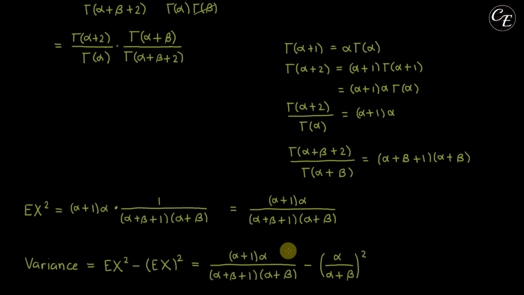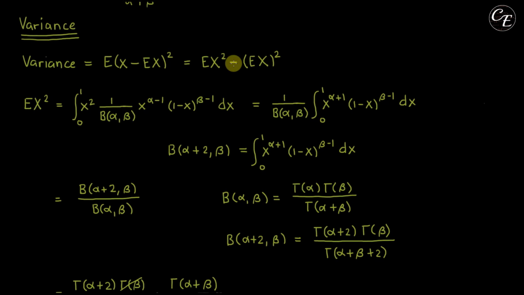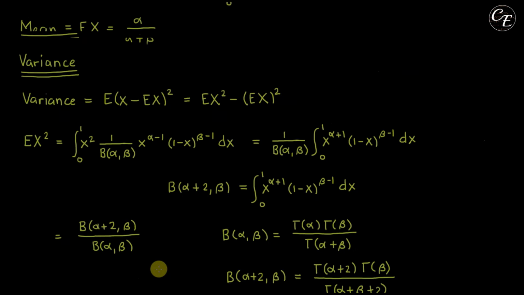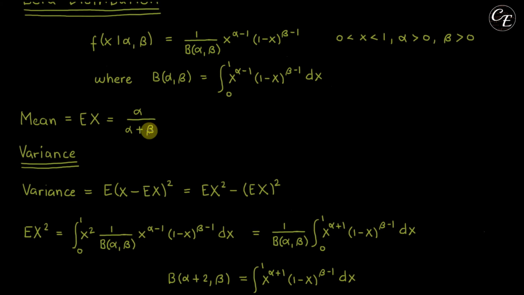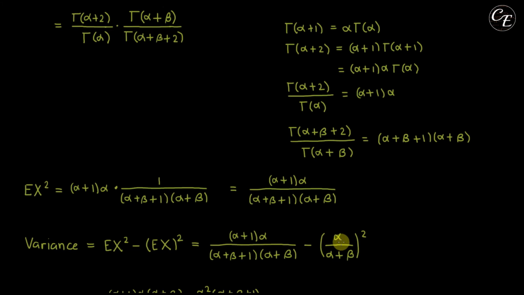Now for our variance, which is this one, expectation of x squared minus square of expectation of x, we can rewrite that in here. Then for expectation of x squared, we can use this one because it is equal to this one, expectation of x squared. So we have this one from here, then minus square of expectation of x. Expectation of x is our mean, alpha over alpha plus beta. So we have this one, alpha over alpha plus beta, as our mean that we have derived already.